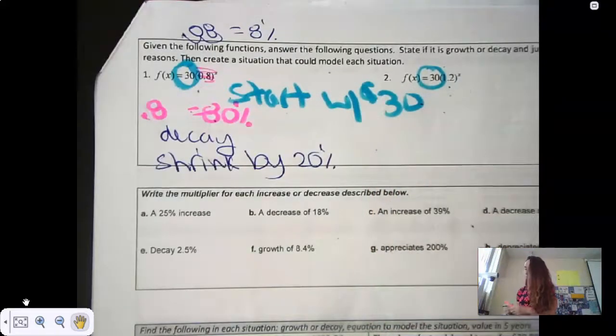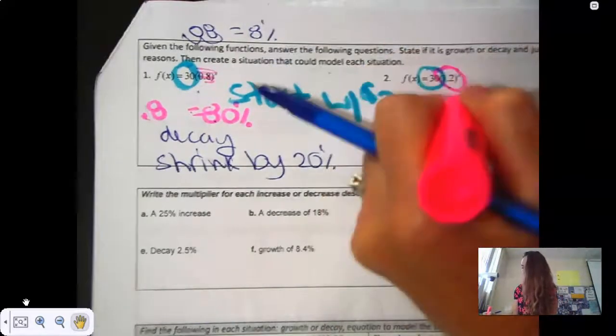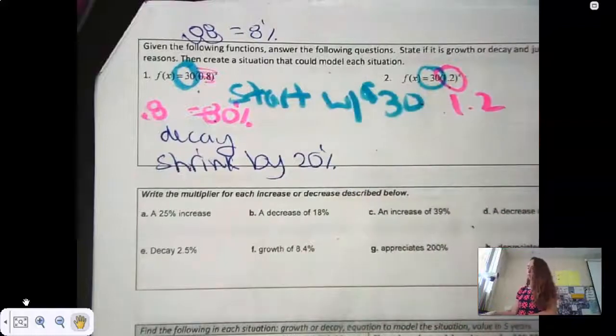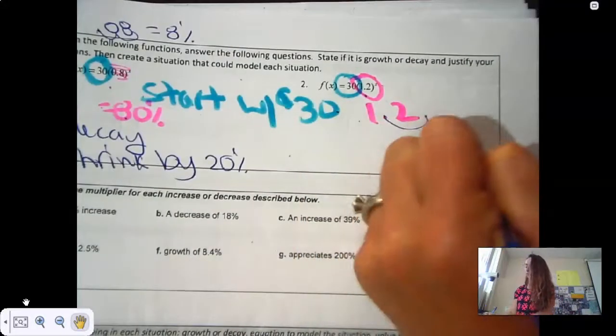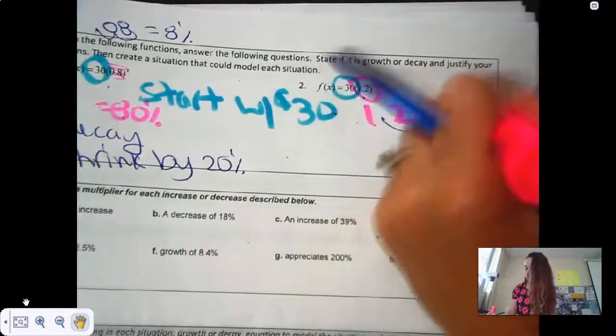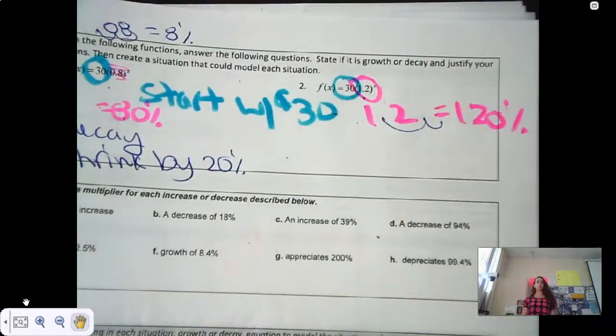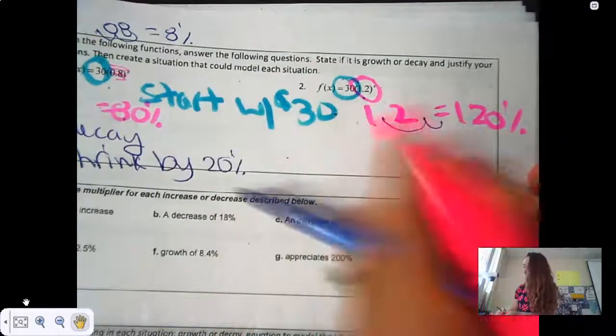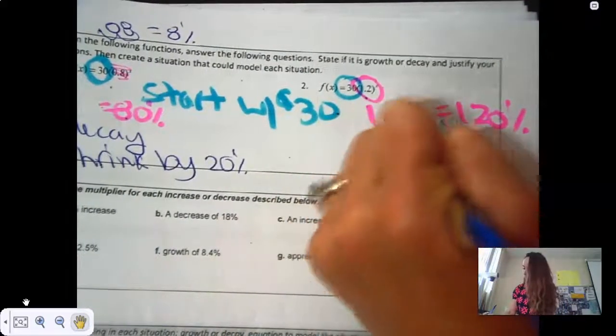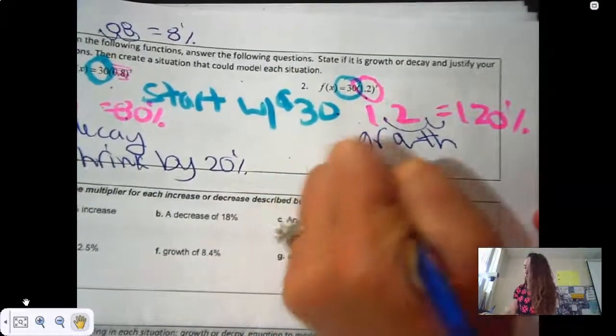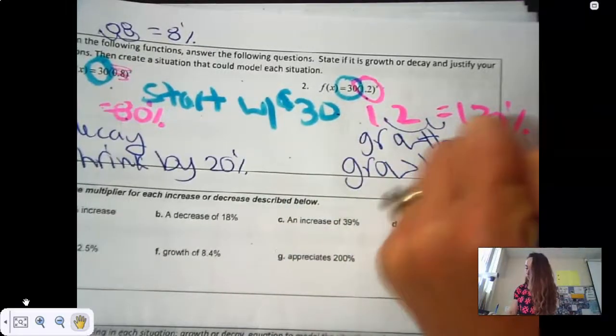This is 1.2. Well, if I have 1.2, that really means I move it over one time or two times. That's really 120%. So remember, I'm 100% of myself. But now I'm not just 100%, I'm an extra 20%. So that means it is going to be growth, and I'm going to grow by 20% each time.